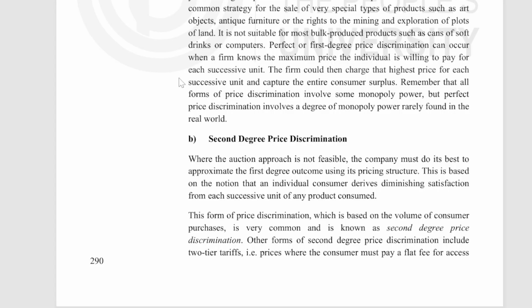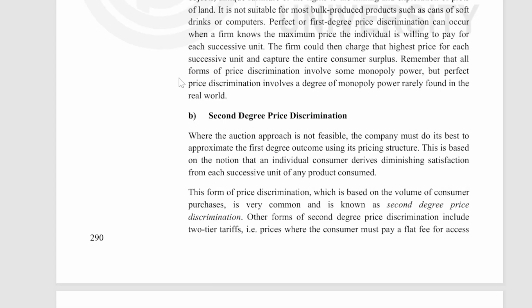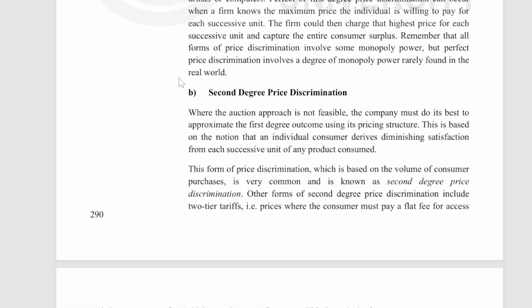Perfect or first degree price discrimination can occur when a firm knows the maximum price the individual is willing to pay for each successive unit. The firm could then charge that highest price for each successive unit and capture the entire consumer surplus. Remember that all forms of price discrimination involve some monopoly power, but perfect price discrimination involves a degree of monopoly power rarely found in the real world.